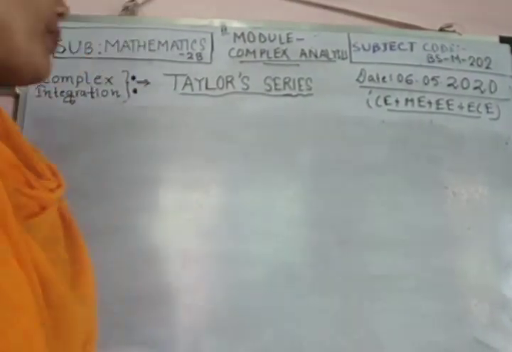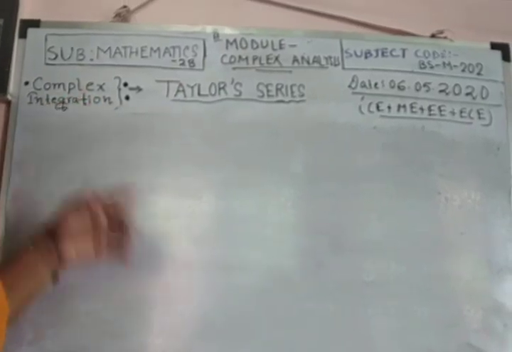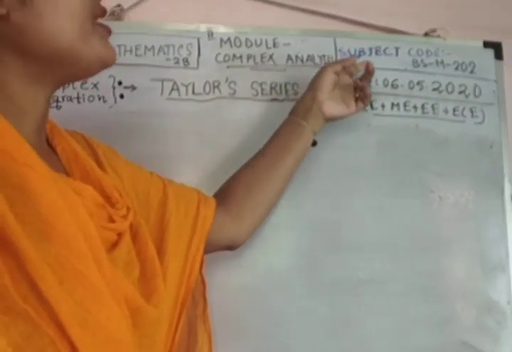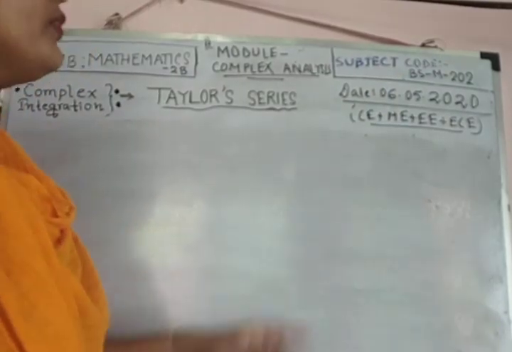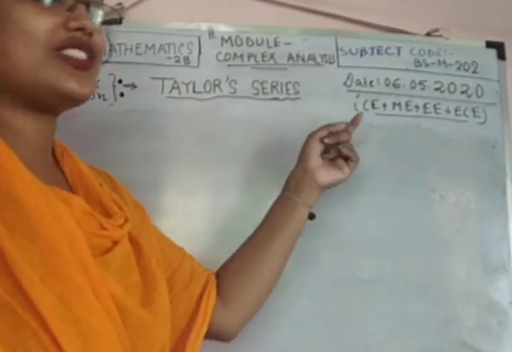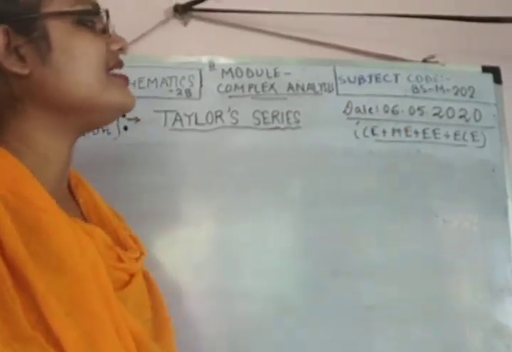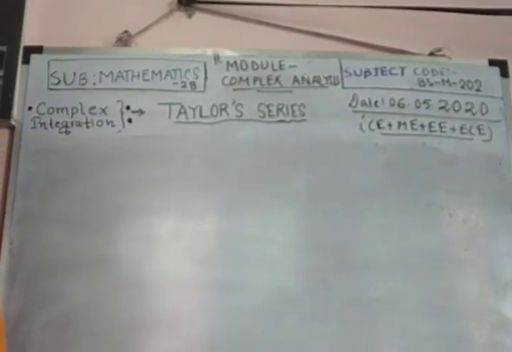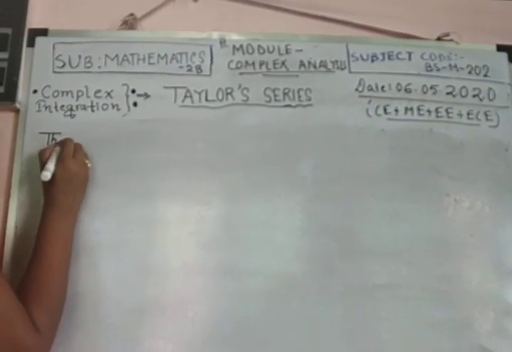Today we will discuss the topic Taylor series in the complex integration chapters. Your subject code, as all of you know, is PSM 202 for first year engineering students, second semester, civil, mechanical, EC and electrical also. So what is the Taylor series theorem?